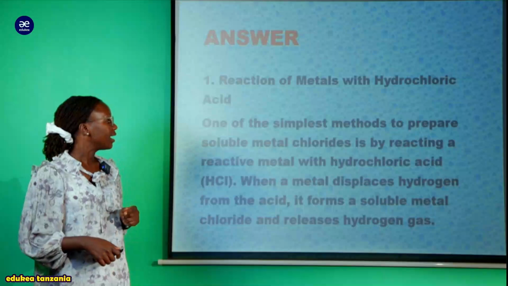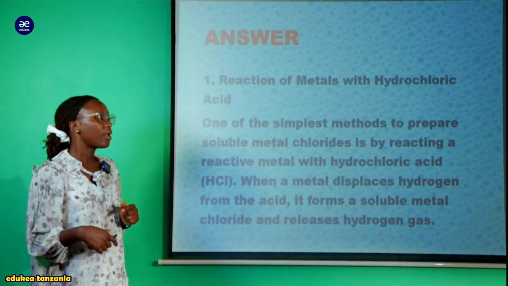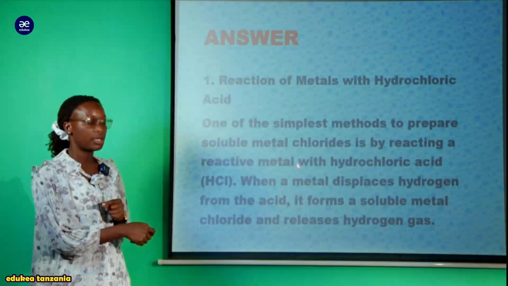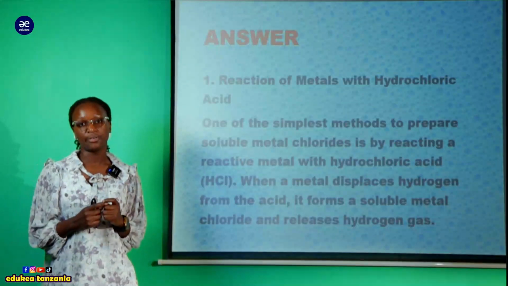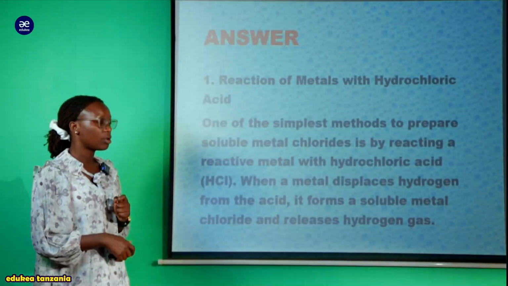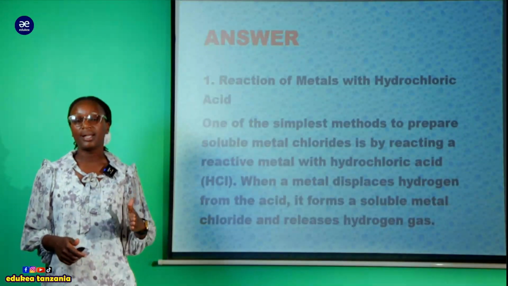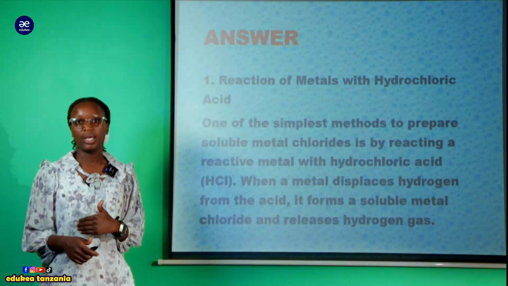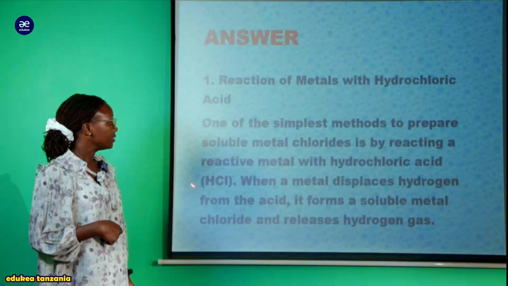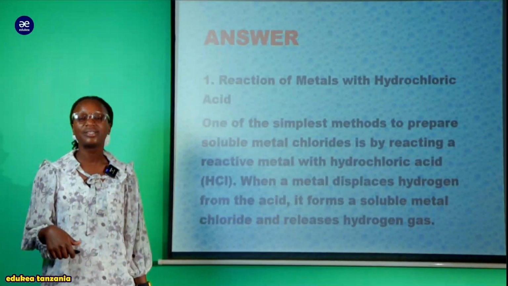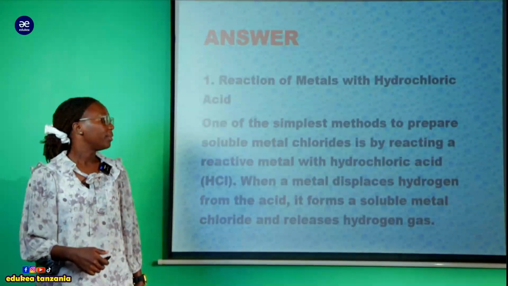So as we can make the preparation of this compound, kwa hiyo utaona kwamba in order to prepare the soluble metal chloride we have to make a reaction with a reactive metal. Lazima ukizingatie hiki kigezo kwamba iwe ni very reactive. Kwa hiyo ukichukua the reactive metal, tunajua kwamba reactive metals zinaweza zikawa ni zile ambazo ziko kwenye group number 1, alkali metals, lakini pia kuna group 2 alkaline earth metals. Kwa hiyo unaona kwamba reacting this reactive metal with hydrochloric acid, it will be the simple way to prepare or to get the metal chloride compound.